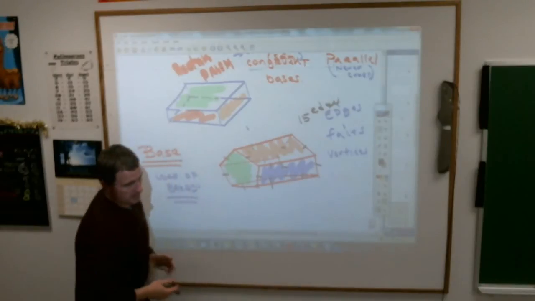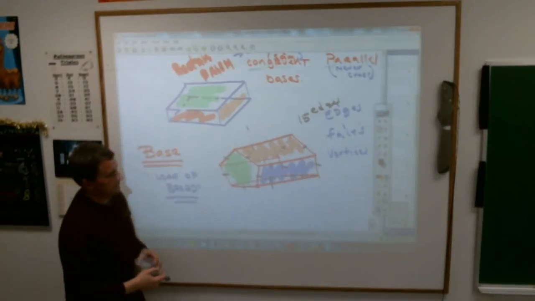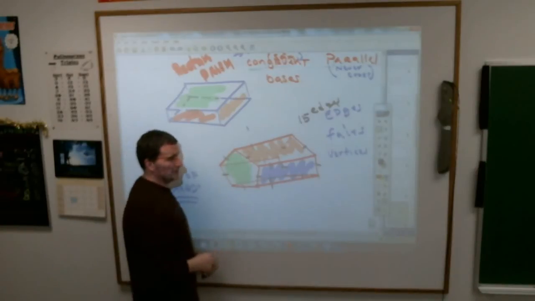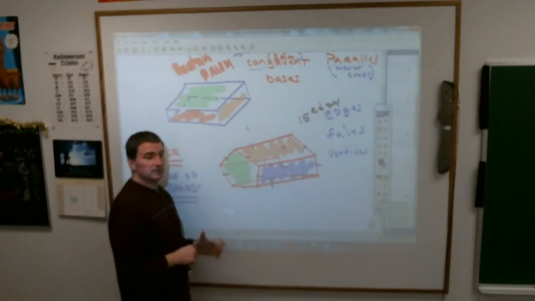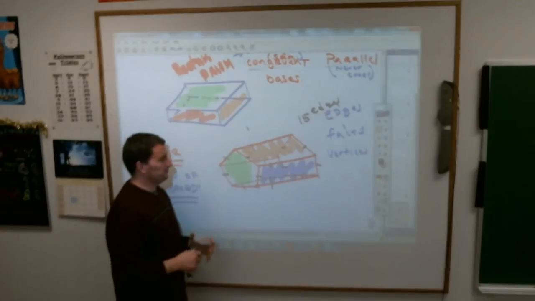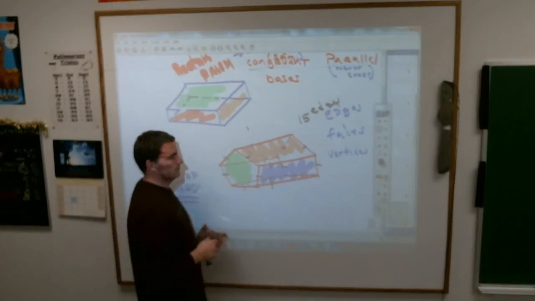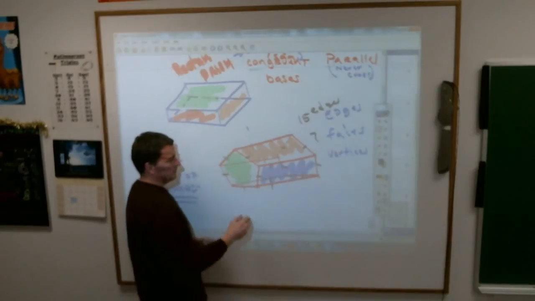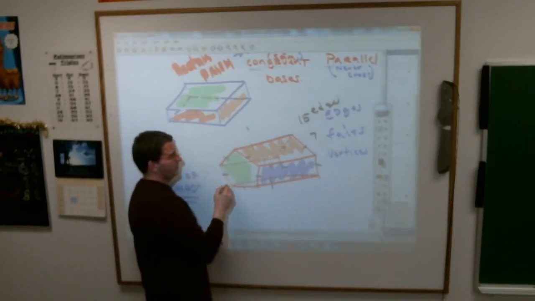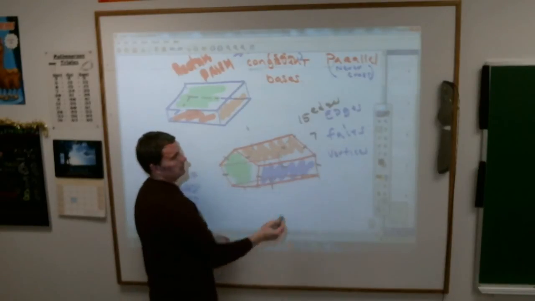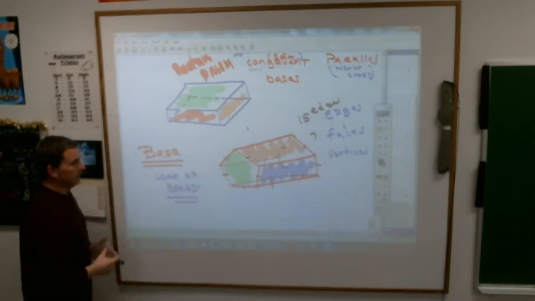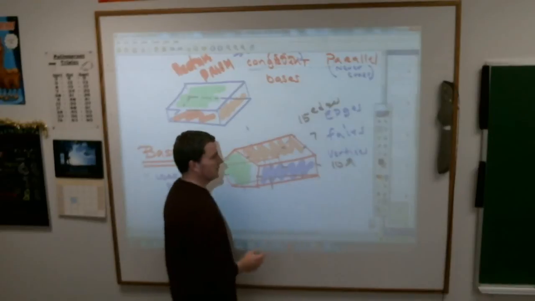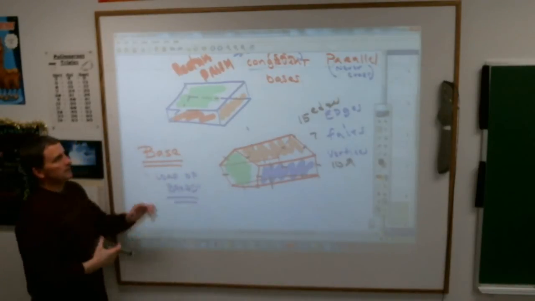How many faces? Again, be careful. You got ones that go around the side. You got the two bases are faces. All bases are faces. Yeah. I get seven as well. And then how many vertices or points? 10.